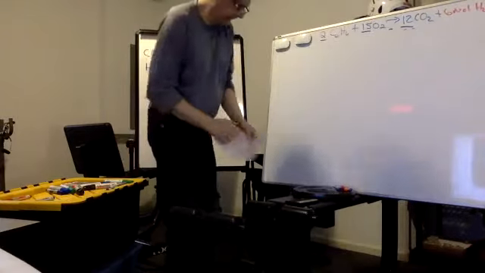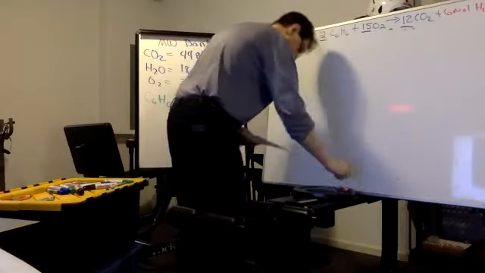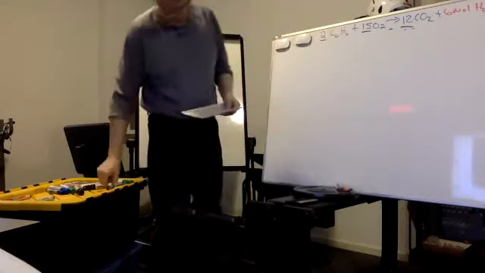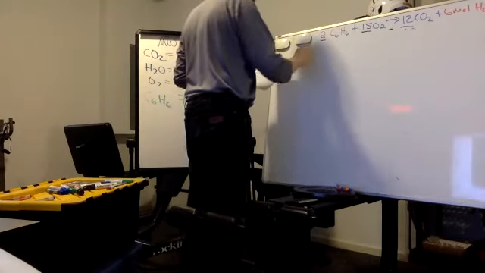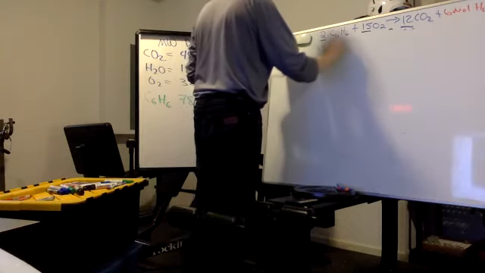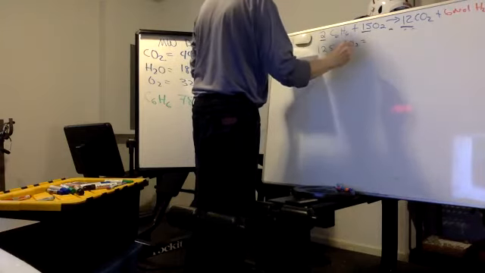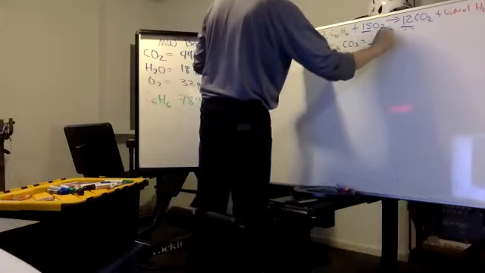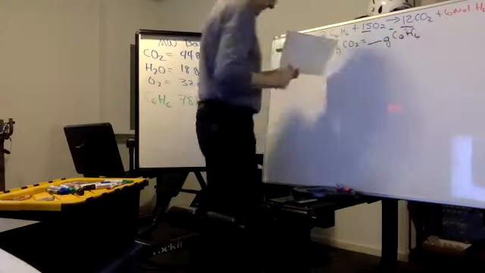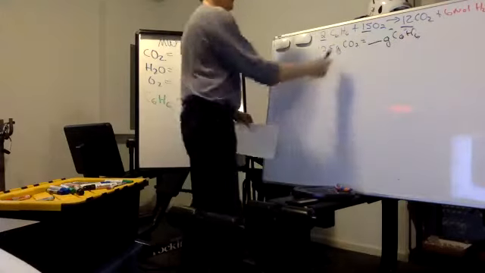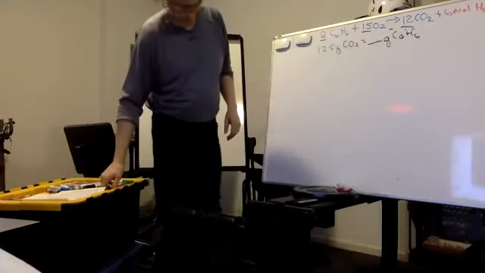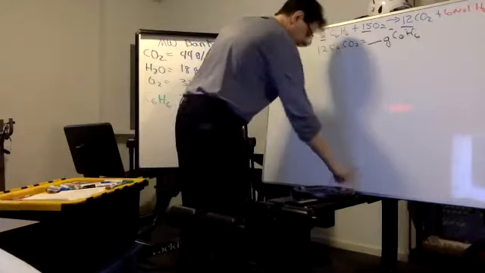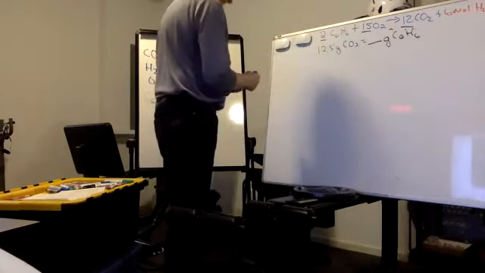Next up, got grams of CO2, converting that into grams of C6H6. So I identified it as a type 4 problem, G to G. So I know I'm going to need five numbers.